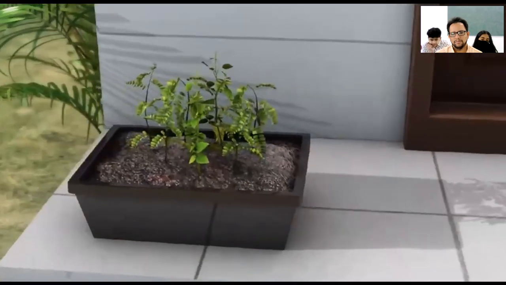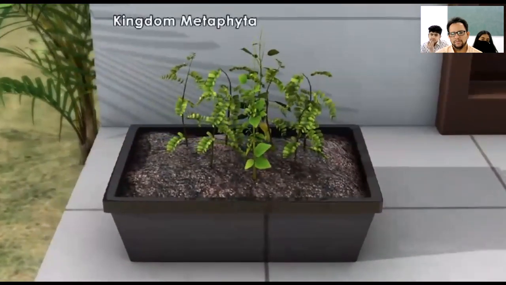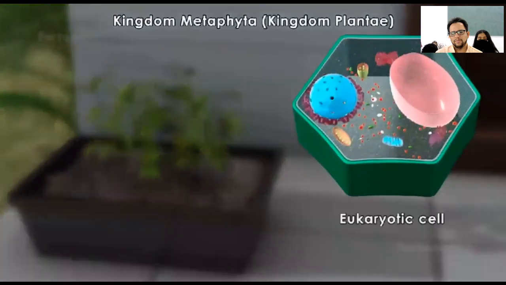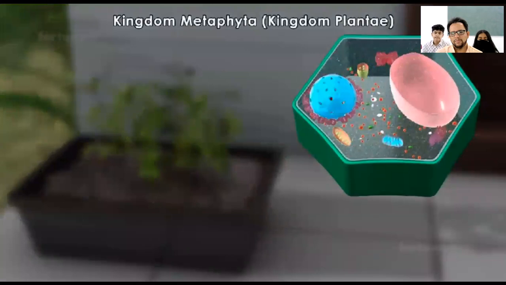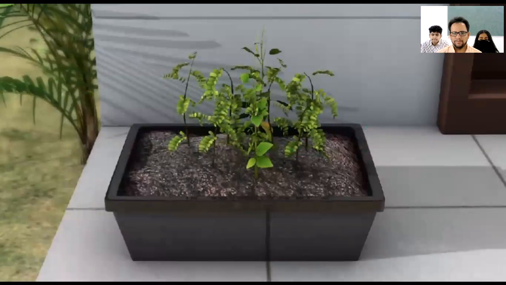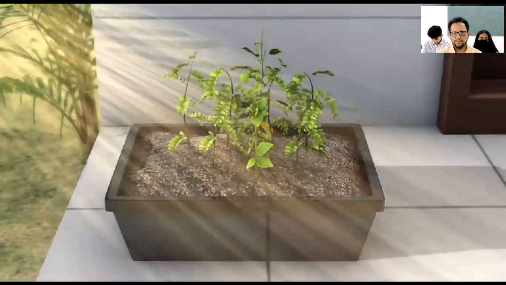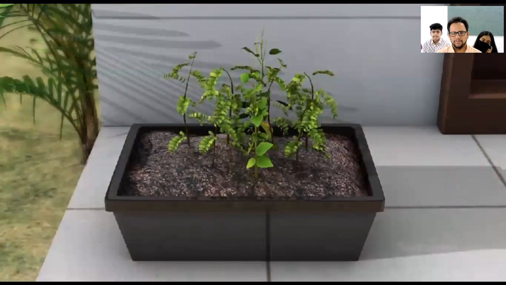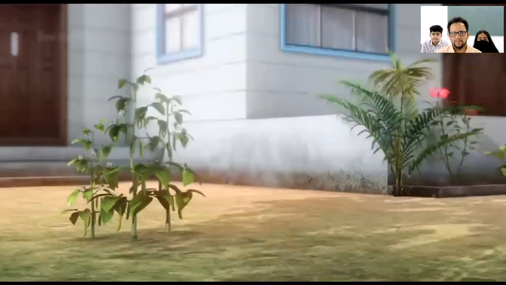The fourth most complex kingdom is Kingdom Metaphyta, also referred to as Kingdom Plantae, and includes multicellular plants with eukaryotic cells, means they have a nucleus. The cells of this kingdom will contain a cellulose cell wall and a green pigment called chlorophyll. Chlorophyll aids in photosynthesis, a process during which plants make their own food by utilizing sunlight. Kingdom Plantae comprises all plants, including herbs, shrubs, and trees.